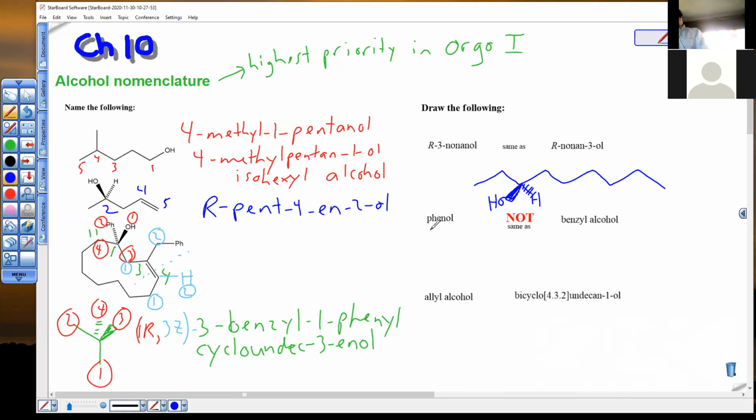And we just reviewed that phenol and benzyl alcohol are different animals. Phenol is benzene attached to OH. Benzyl alcohol is benzene attached to C, then the OH. And I would say allyl alcohol is very similar to benzyl alcohol.